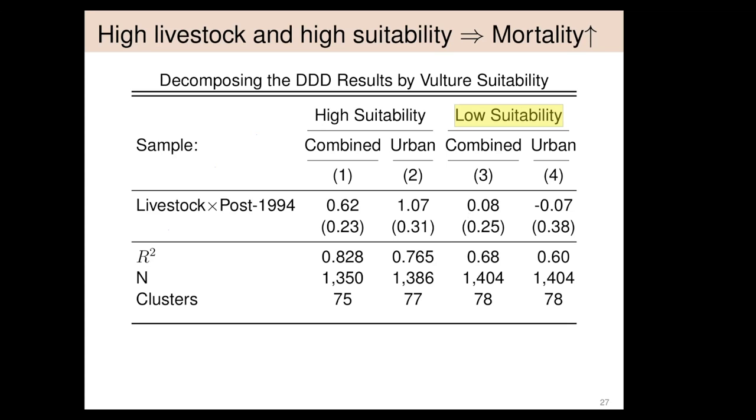I think this table can answer my question. Okay, got it. What we're saying here is that we're not really seeing whether the places with or without livestock are doing worse or better. We're just seeing that they're not doing differentially worse or better after the collapse in the places that didn't have a lot of vultures.